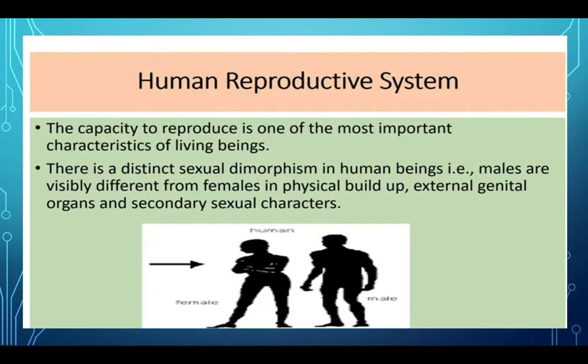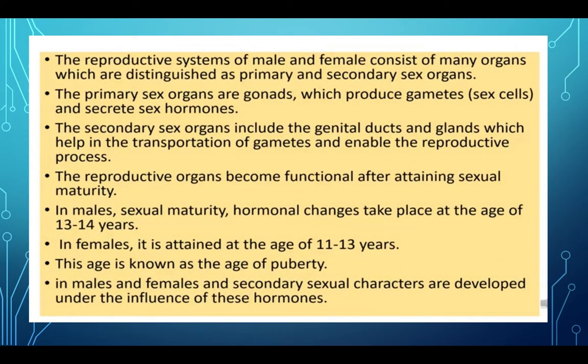This male and female are responsible for the production of the young one. That's what we are going to see about the reproductive system. The reproductive systems of male and female consist of primary and secondary sex organs. So, primary as well as secondary sex organs are responsible for reproduction.